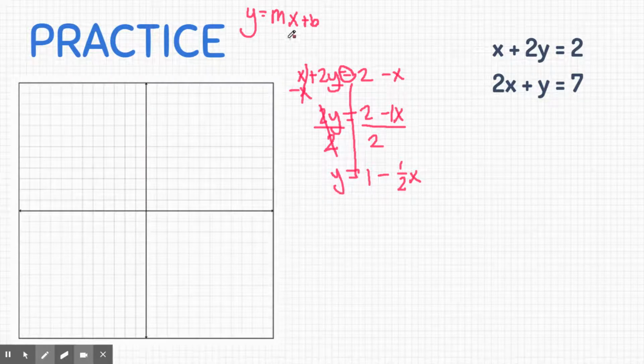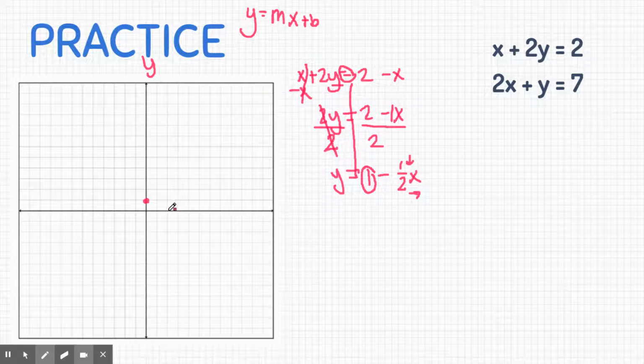I always graph using the y-intercept first. So my y-intercept in this case is 1. I'm going to put my first point on my y-axis at my y-intercept, which is 1. So it's going to go right here. After that, I'm going to use my slope to help me with the rest of my points. Since my slope is negative, that means I'm going to go down. Since rise is over run, I'm going down 1 and over 2.